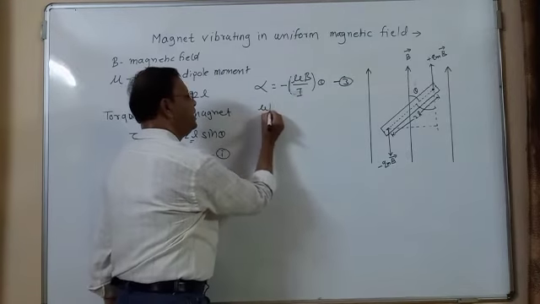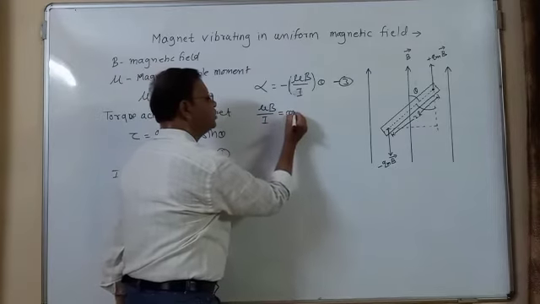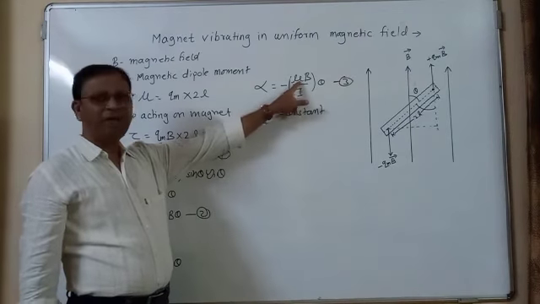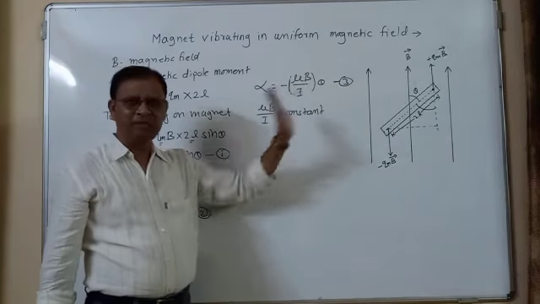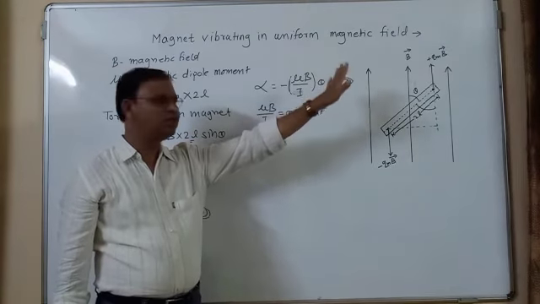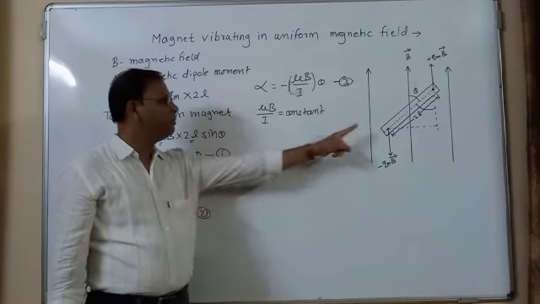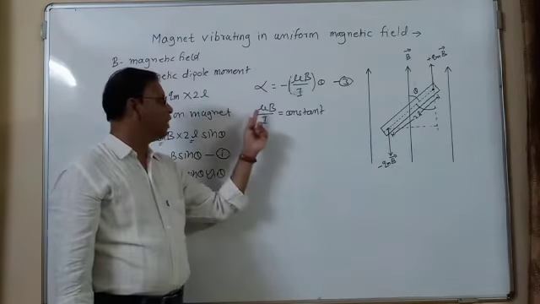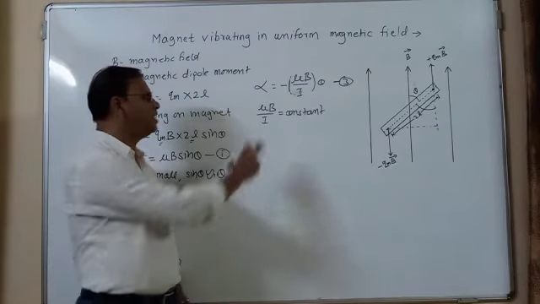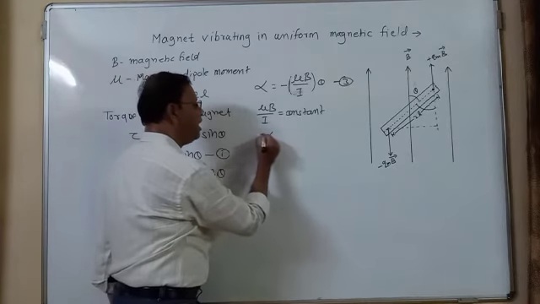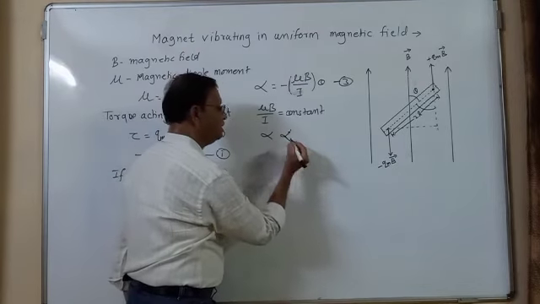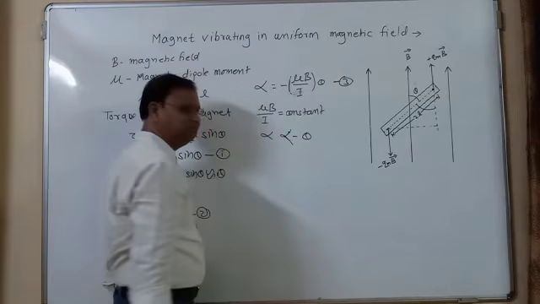As mu B upon I is equal to constant. Why is it constant? Mu, the magnetic dipole moment, is constant for a given bar magnet. B is the uniform external magnetic field, it is also constant. And I, the moment of inertia of the bar magnet, is also constant. So as mu, B and I are constant, mu B upon I is constant, and you can see that alpha is directly proportional to theta with negative sign.